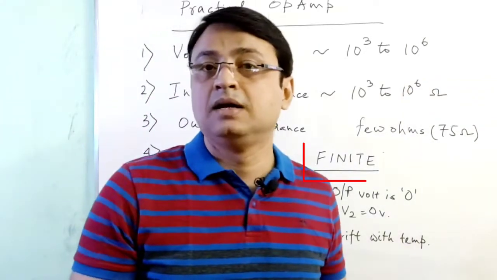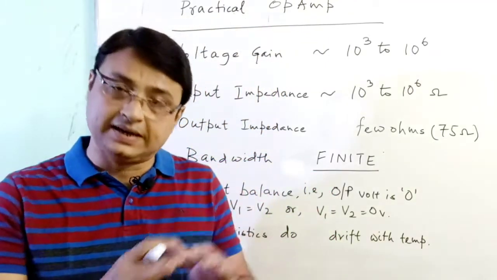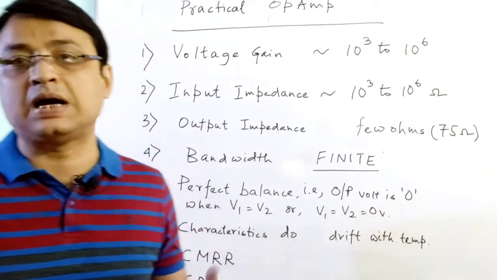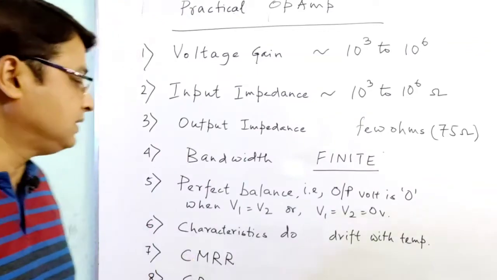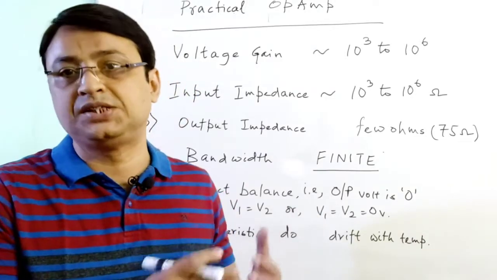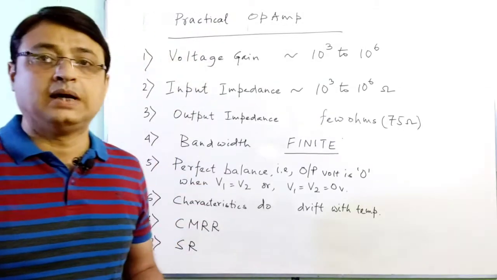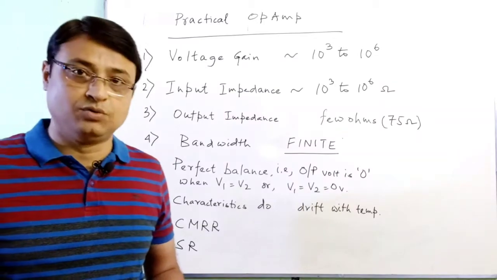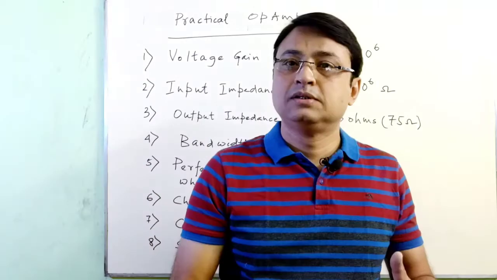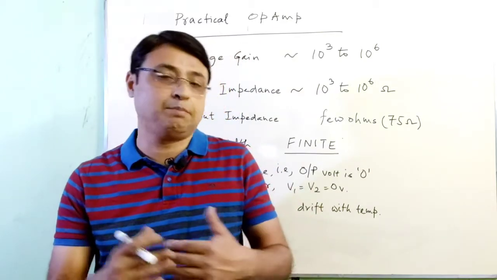The bandwidth is obviously finite. The voltage gain is constant up to a few kilohertz of frequency, and then the gain decreases. Point number 5 and point number 6: a practical op-amp is not at all a perfectly balanced device, nor are the characteristics constant with temperature. So characteristics certainly change with temperature. And the values of CMRR and slew rate are obviously not infinite, these are all finite values. So this is a comparison between the characteristics of an ideal op-amp and a practical op-amp.